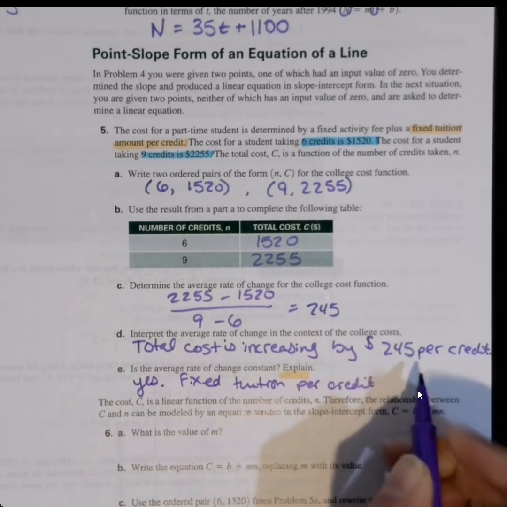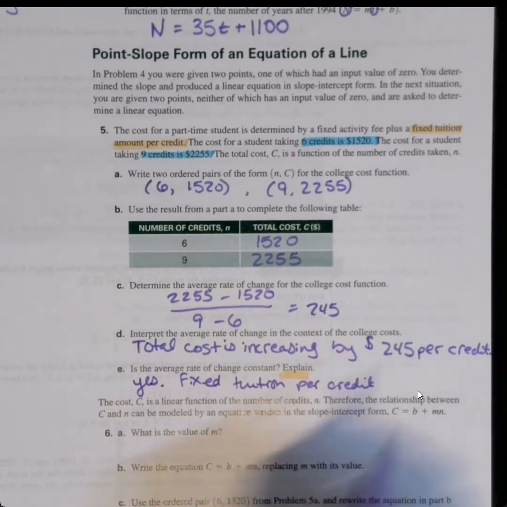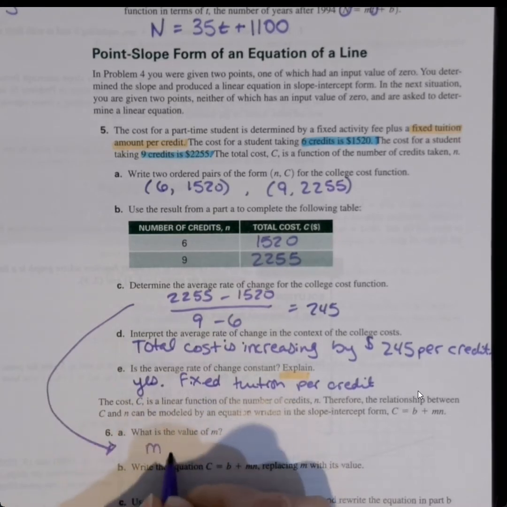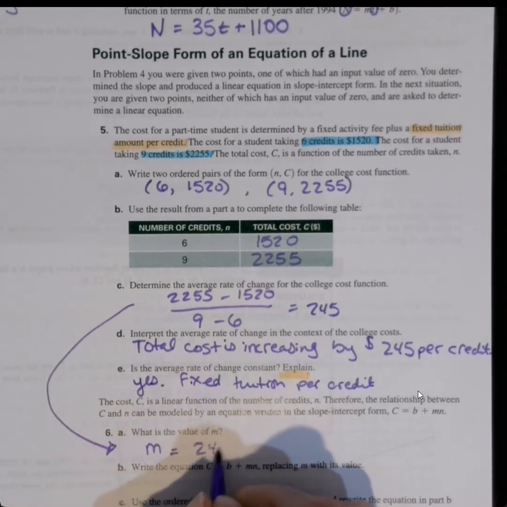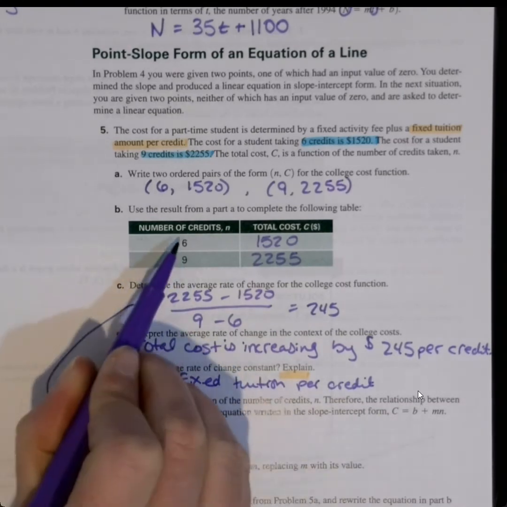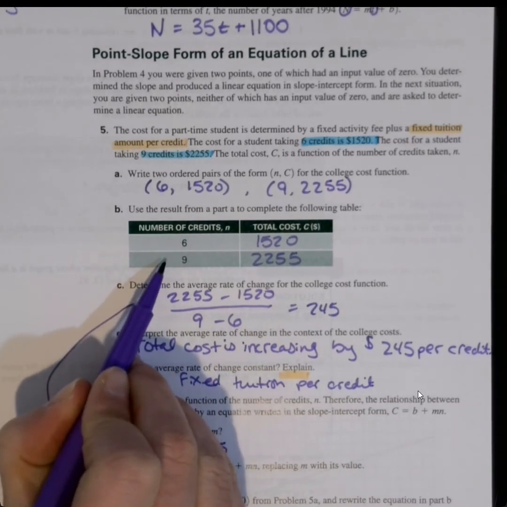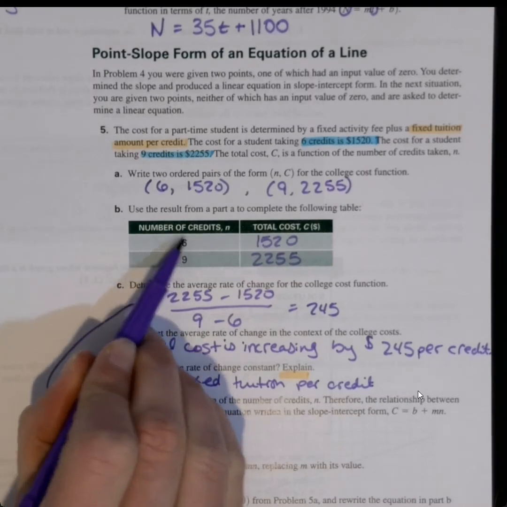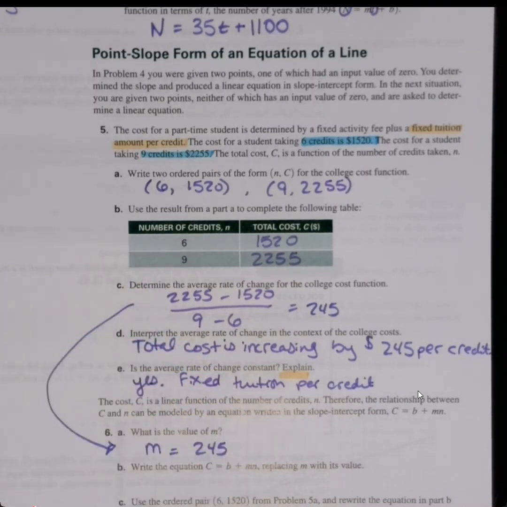And the fixed tuition per credit is $245 per credit, as we've just discovered. Okay, so I know my average rate of change. So I know M. M is 245. I don't know B because neither of these inputs are 0. So I don't have that information given to me automatically. I don't have an ordered pair with 0. So we're going to need to find B.